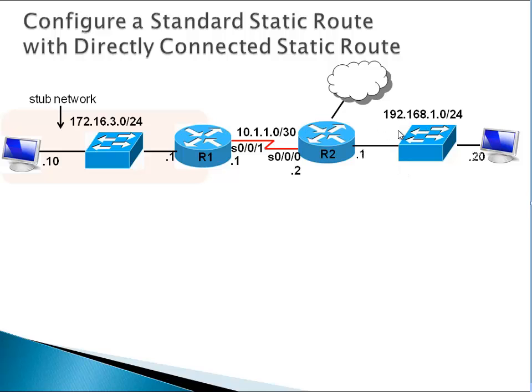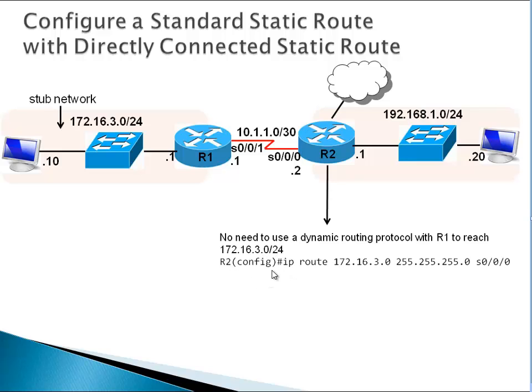Local area network is 192.168.1.0/24, first valid IP address .1, and the PC is using .20. Okay, so what we're going to do here, we're going to create this network, and Router 2 will create a static route that's going to point towards 172.16.3.0. So Router 2 doesn't need to use a dynamic routing protocol to reach 172.16.3.0/24. We'll just create a static route.